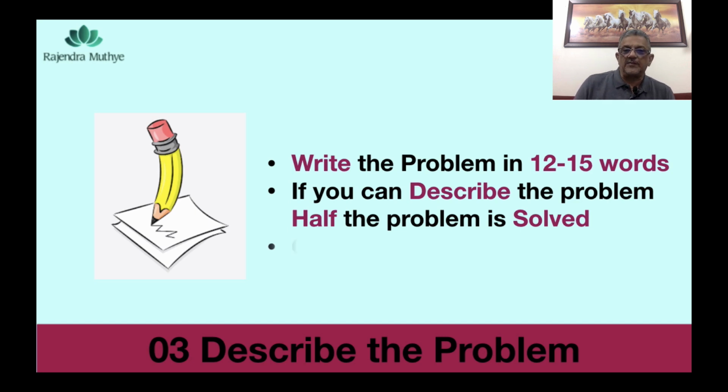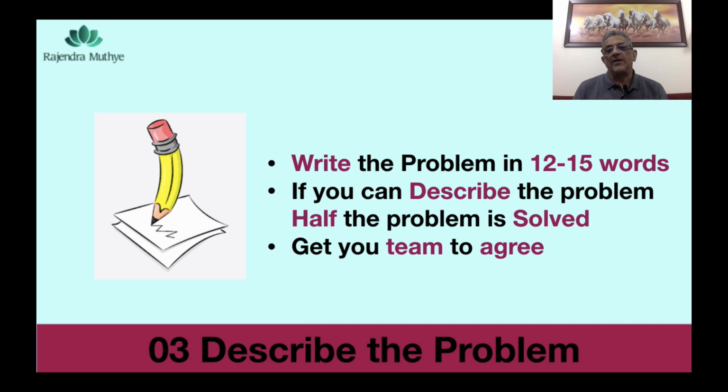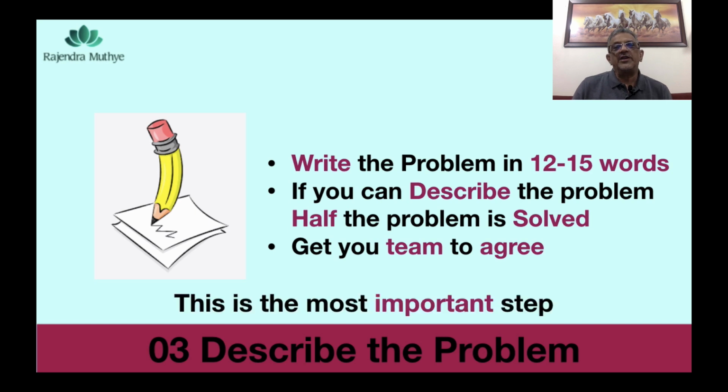Description is critical. And if there are team members who are involved in the problem solving, then you need to get your team to agree on the description of the problem. This probably is the most important step in problem solving, invariably ignored, because it is confused that if I have identified the problem, then I know what is the problem. That's not true. People jump from this, that confusion is there. So be clear that identifying the problem and description of the problem is very different, right?